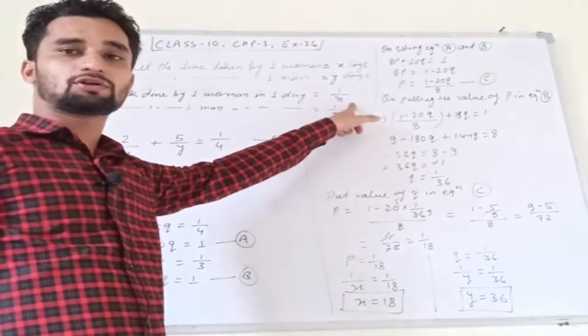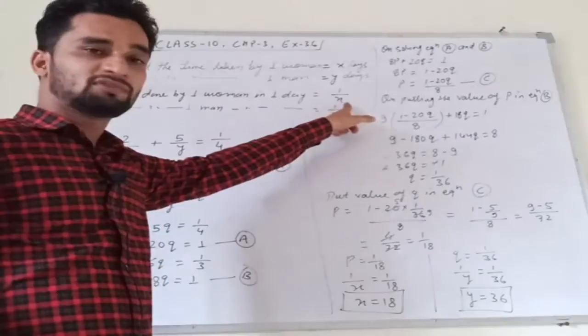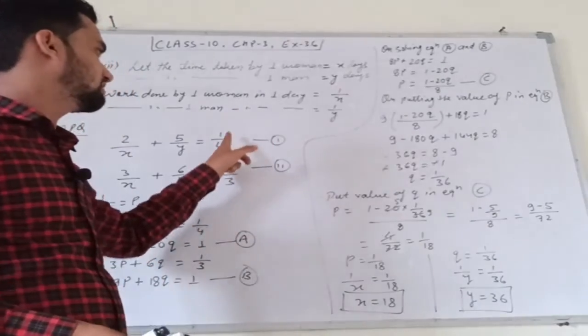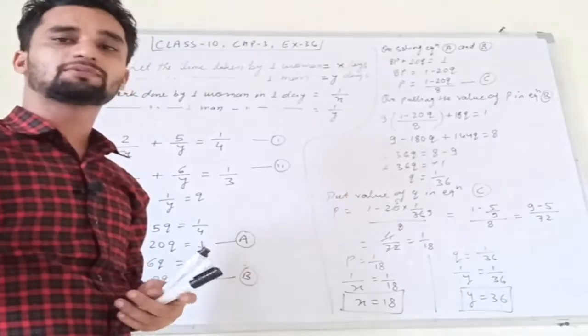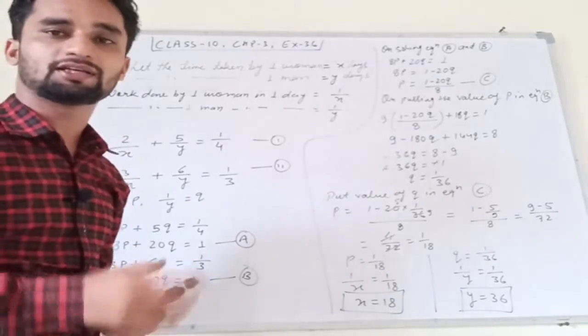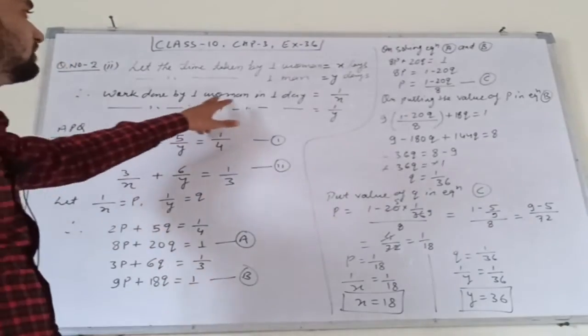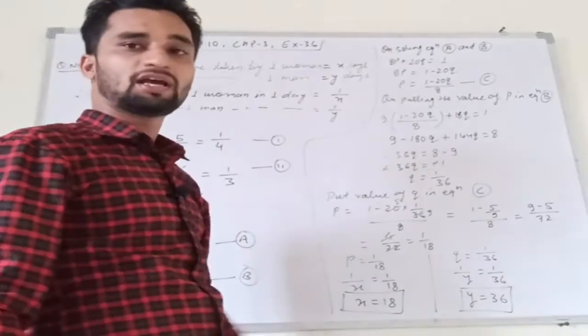Because in case of fraction, suppose they are finishing in 4 days, it means the first day they did 1 by 4, second day 2 by 4, then 3 by 4, then 4 by 4, it will cancel out and complete work will be 1. So work done by one woman in one day will be 1 by x, and work done by one man will be 1 by y.